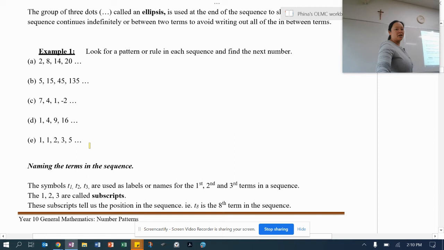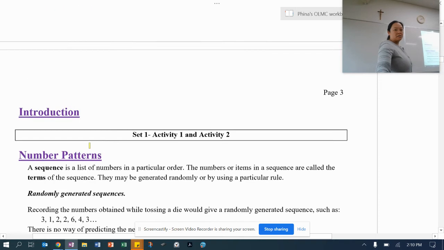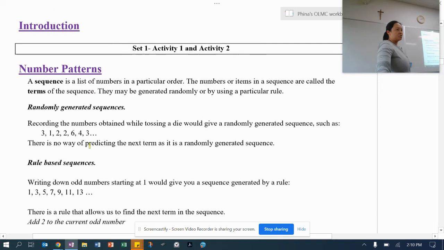So this is on page 3. So Sienna, page 3. Okay. Okay, so yeah, page 3.